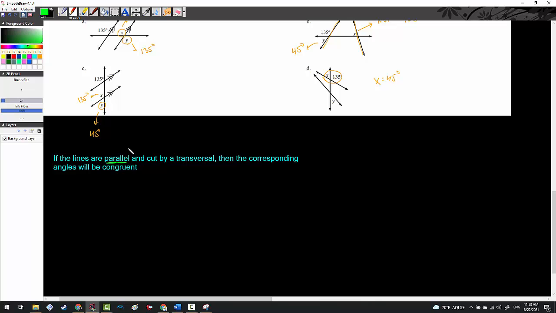But if the lines are parallel, remember, parallel indicated by this symbol right here, right? Two lines with those two symbols means that they're parallel. If they're cut by a transversal, you got corresponding angles all over the place. Those corresponding angles will be congruent. And we'll do an angle summary of this when we hit all of the types of angles created by a transversal with parallel lines. So that shall wrap up this lesson.